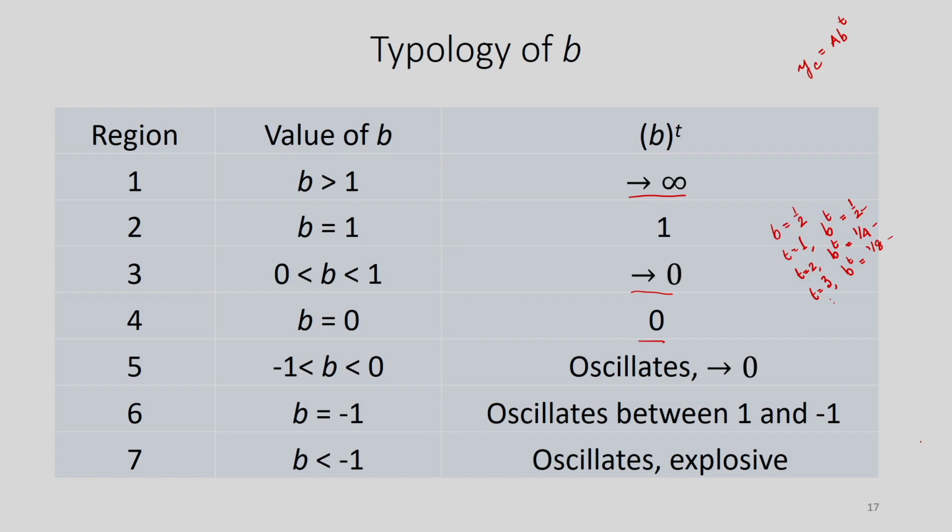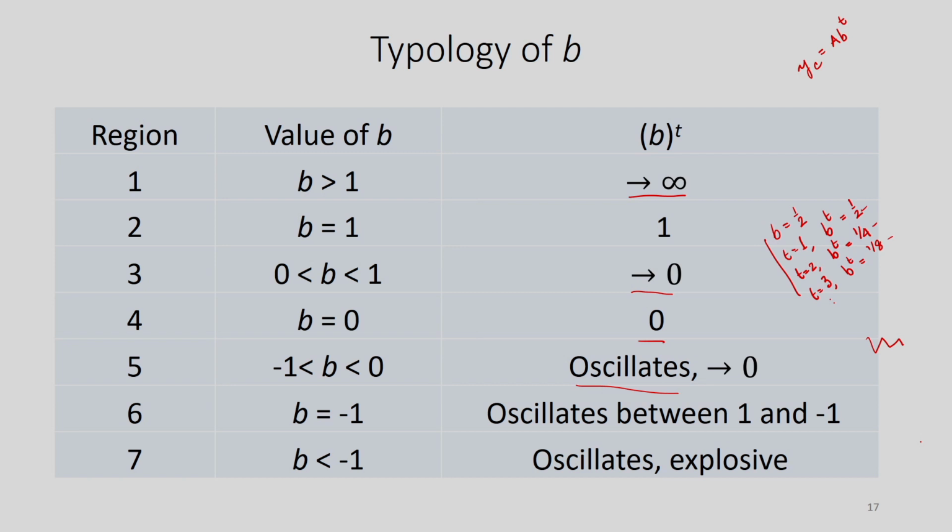So, in other words, the value of b to the power t oscillates, right. It moves in a zigzag manner, and in the process, however, it approaches 0, because the denominator, like in this case, the denominator goes to infinity. So, the b to the power t term approaches 0. This was the fifth case.